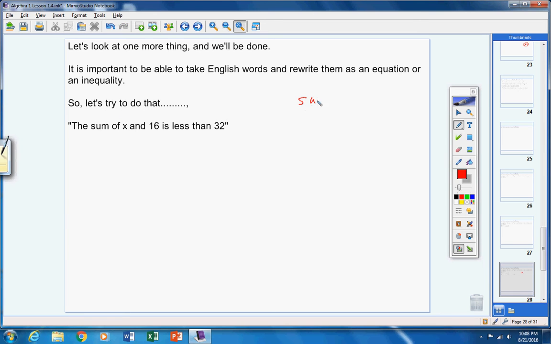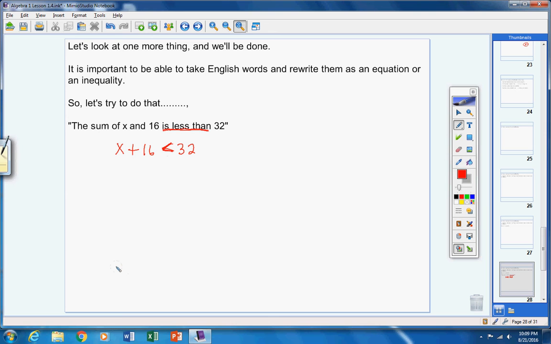Now, there is no such word as summing, but I'm going to use that word anyways, okay? You're summing two things. You're summing x and 16. Now, what does sum mean? It means add. So we're adding x and 16. So the sum of x and 16 is what? Is less than. There's your less than symbol. 32. Look at that. X plus 16 is less than 32.